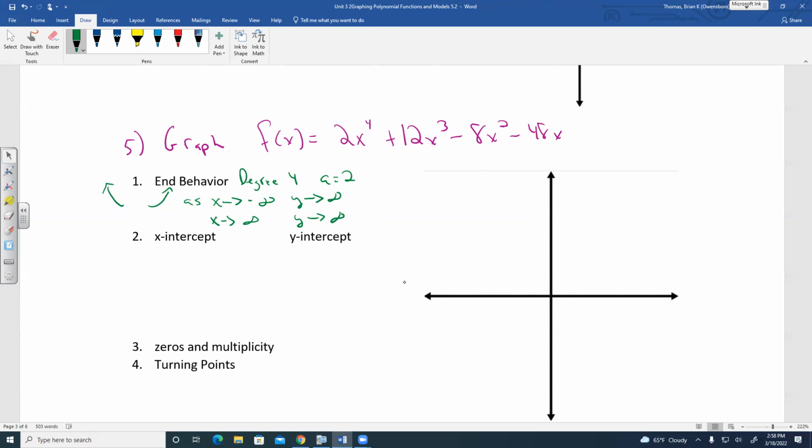So for the x-intercepts, we have to set this polynomial to 0. So we have this 2x to the 4th plus this 12x cubed minus this 8x squared minus this 48x. Since there's 4 terms there, we can factor by grouping. So remember when I factor by grouping, I kind of use a box. I box these first 2 in, and I box these second 2 in, and we'll hope for some luck here that this actually will somewhat factor for us.